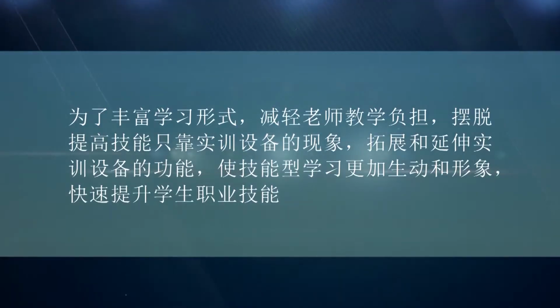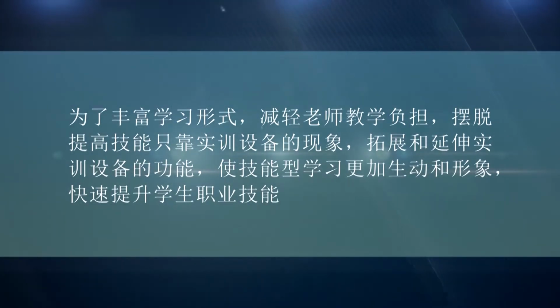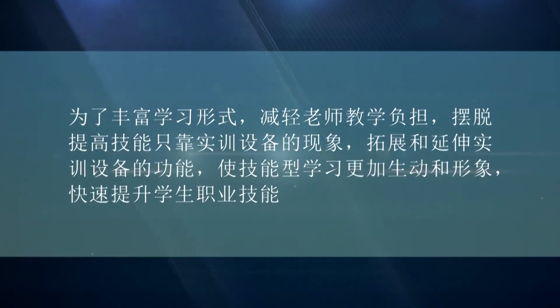In order to enrich the learning style, reduce the teaching burden of teachers, and get rid of the phenomenon of improving skills only by training equipment, YALONG expands and extends the function of training equipment, makes skill learning more vivid, and rapidly improves the vocational skills of students. YALONG has organized the Central Air Conditioning Installation and Commissioning Contest of the National Vocational College Skills Competition in 2014.